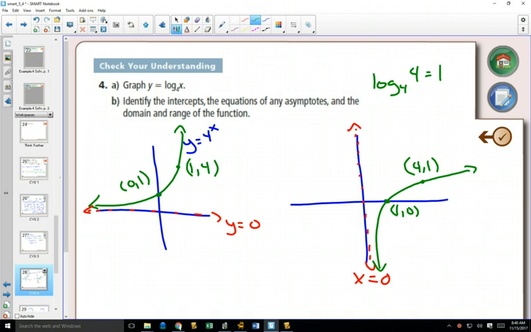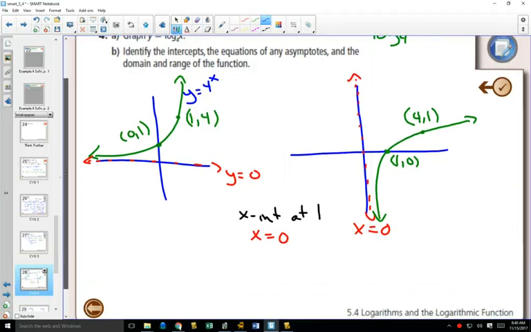So now they ask us to describe certain things. What are our intercepts? Well, there's only an x-intercept at 1. What's the equation of the asymptote? It's x equals 0. Domain. Now, the domain of our log function, in this case, is x is bigger than 0. Notice how it is just a switch of the range of our exponential function. And the range is a switch as well, so that our range is everything.